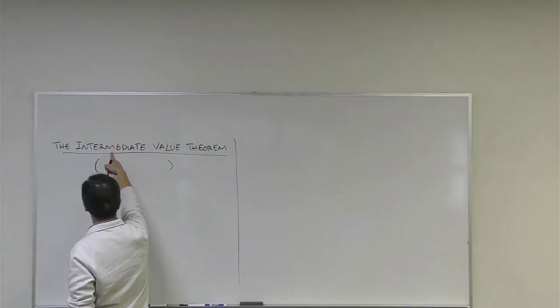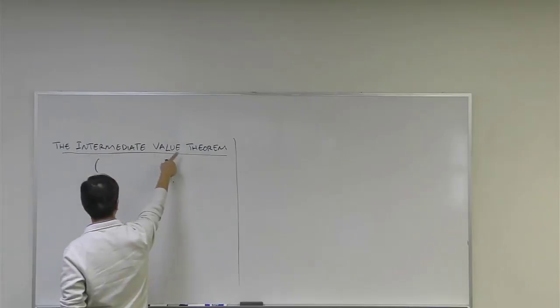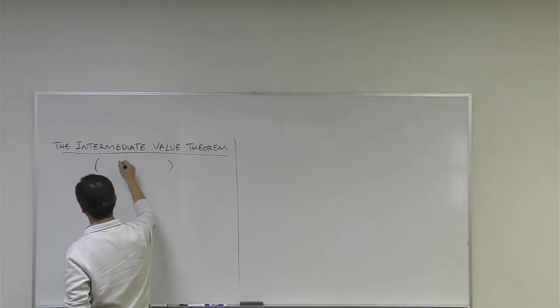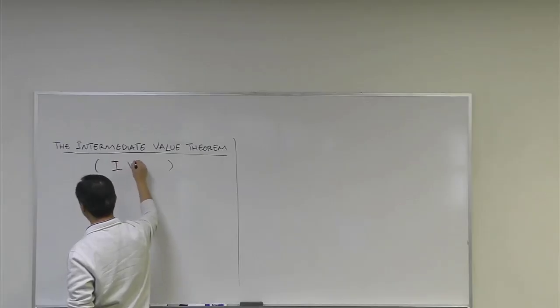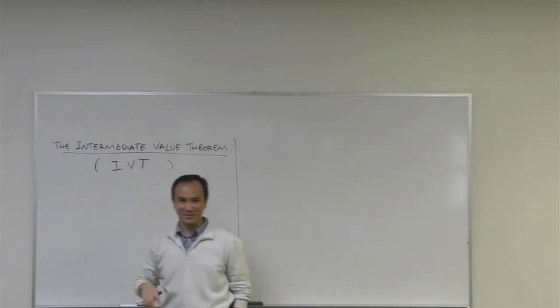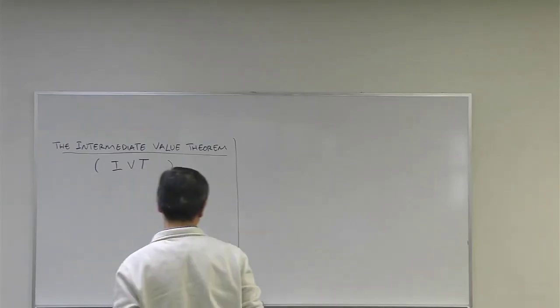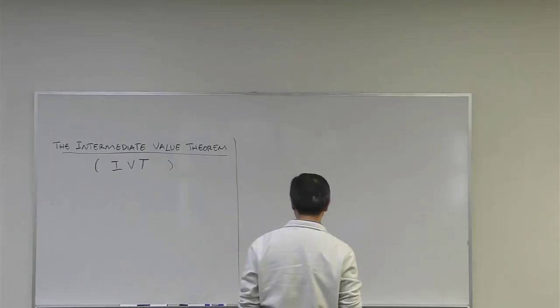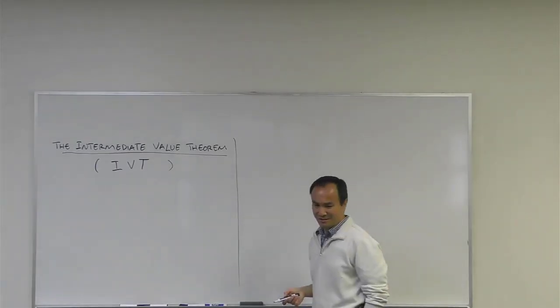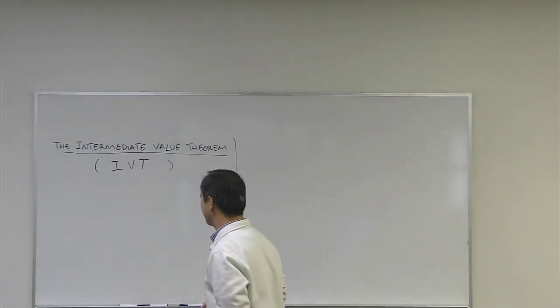Now, this intermediate value theorem, the I, the V, and the T right there, a lot of times people refer to that as the IVT. It's a shorthand, just a short way people refer to it. It means the intermediate value theorem. It's quite famous, quite popular among calculus students.